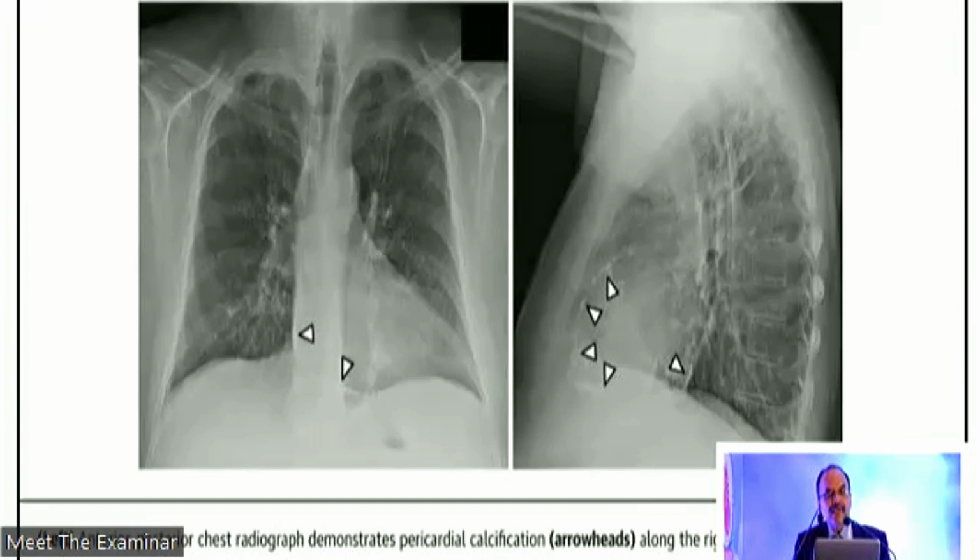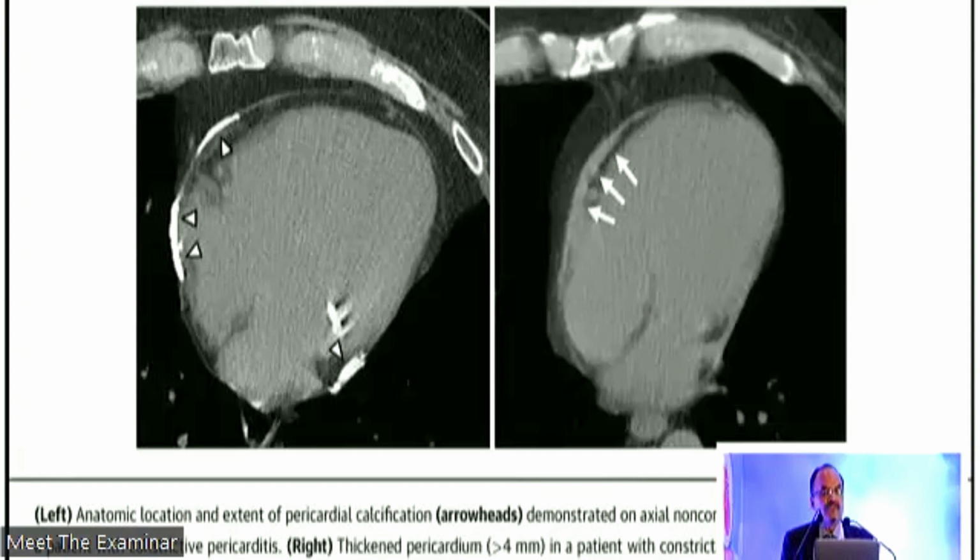This is how the X-ray would look like. So you can see that the only single thing that you can see is pericardial calcification. But please remember, pericardial calcification is present in only 25 to 30% of patients of constrictive pericarditis. And this is chest X-ray that is showing pericardial thickness. The same can be done by CT scans. You can demonstrate the thickness of the pericardium.